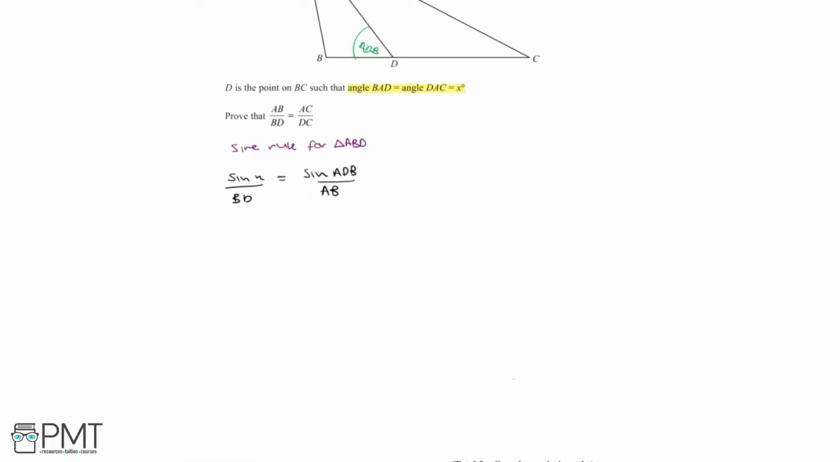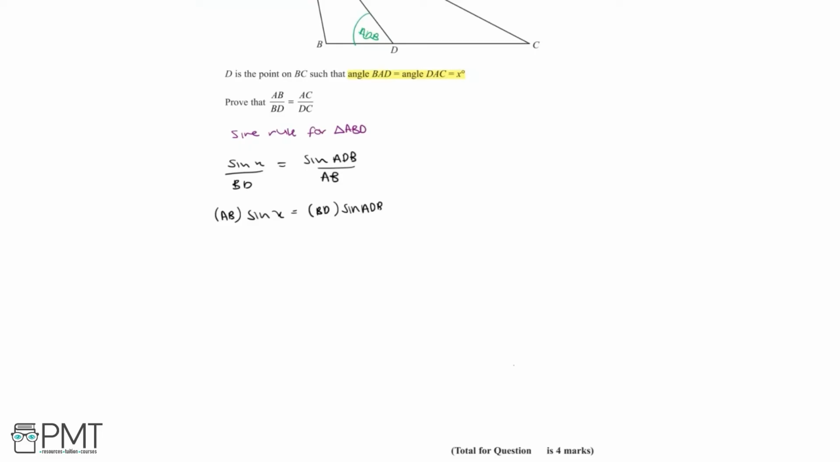And so we can say that sine x over BD is equal to sine ADB over AB. Now we want to find AB over DB, and so we can cross multiply as our first step, and we end up with AB sine x is equal to BD sine ADB.